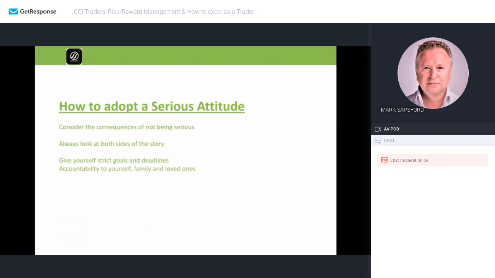Accountability to yourself, to your family, and your loved ones. This is a big one. Nobody likes to fail, least of all ourselves. But failing ourselves and knowing we've failed ourselves is one thing, but then failing your friends and family and your loved ones is another. Have accountability to them. Look at case studies of people that have become successful, and look at case studies of people that have failed in life. And I bet their serious attitude somewhere along the line is a common denominator in those that are successful.